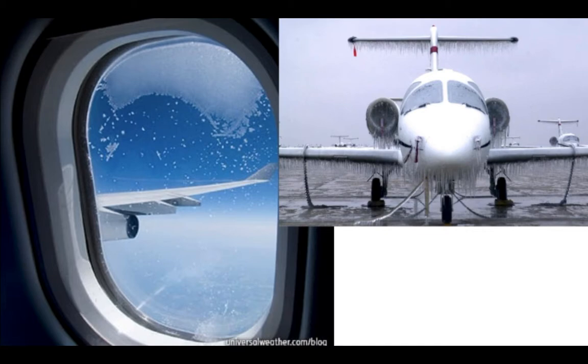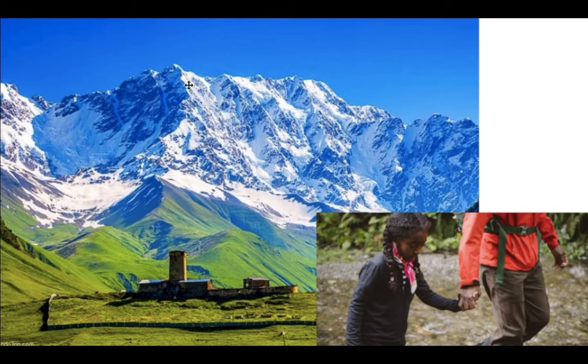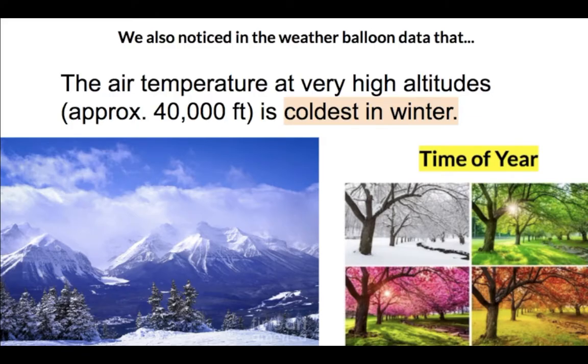You may have noticed this if you've ever been on an airplane and the window feels cold or gets icy. This is why you can see snow on the tops of mountains, even in the middle of the summer, when it's warm at lower elevations. When you hike far enough up the mountain, you can feel the difference as you move up. It does get colder the higher you go. The weather balloon data also showed us that the air temperature at very high altitudes, approximately 40,000 feet, is coldest in the winter. Finally, something that made sense.